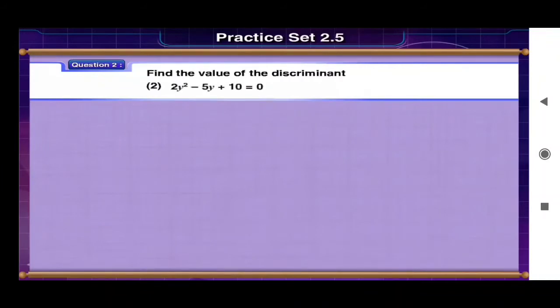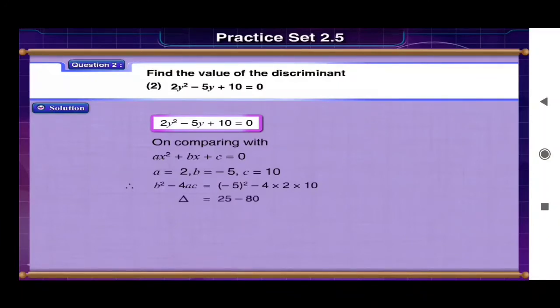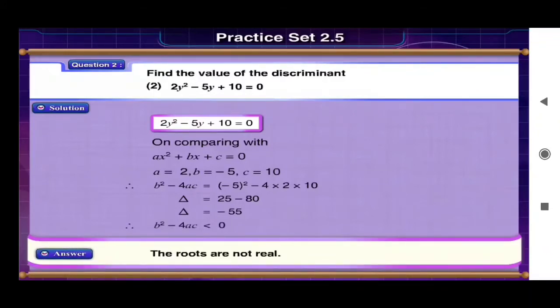2. 2y square minus 5y plus 10 is equal to 0. On comparing with ax square plus bx plus c, we get a is equal to 2, b is equal to minus 5, c is equal to 10. Therefore, b square minus 4ac is equal to minus 5 square minus 4 into 2 into 10. Delta is equal to 25 minus 80. Therefore, delta is equal to minus 55. Therefore, b square minus 4ac is less than 0, and the answer is, the roots are not real.